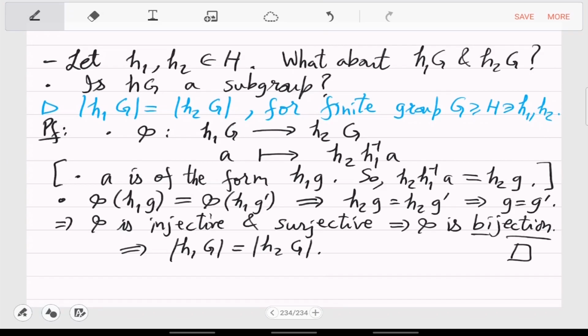So we don't really need the finiteness assumption, because when we started the course we said that this cardinality we will say is equal if there is a bijection, right? We didn't want to define what cardinality is, we just wanted to say how it behaves, right? So with that understanding, whether the group is finite or infinite, there is always a bijection between these two sets, H1G to H2G. That is what we have shown. For finite case, it means that the sizes are equal. Is that clear?